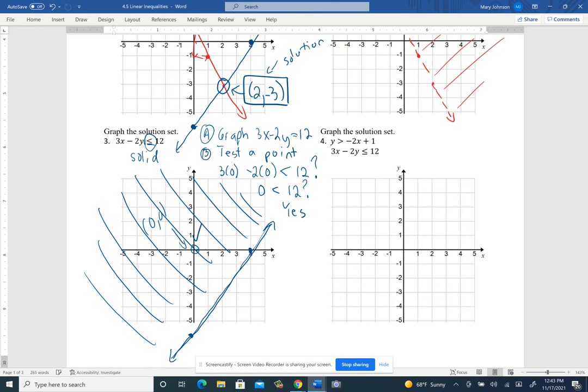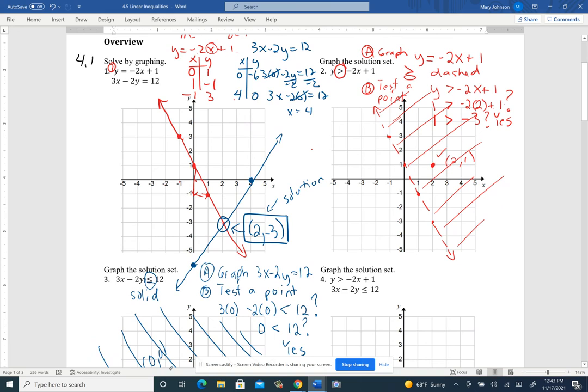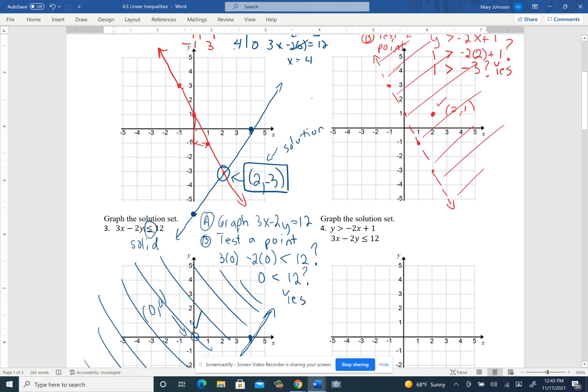On number 3, the solution would be all the points in the shaded region and all the points on the line. In question number 2, what you see in red is the solution, the shaded region, and then the points on the line don't work, so they're not included. But everything really close to the line from that side would.